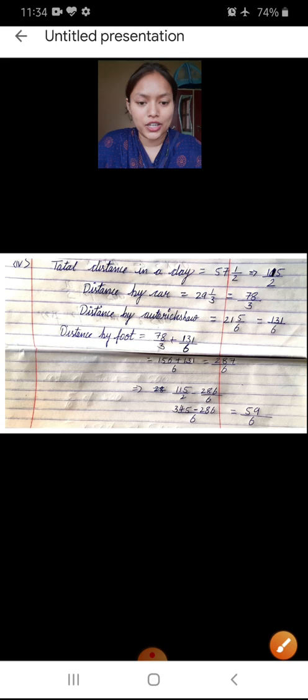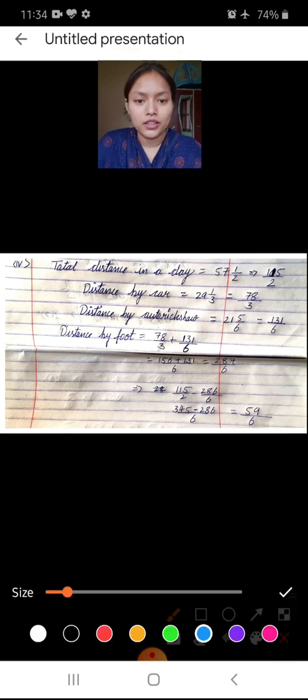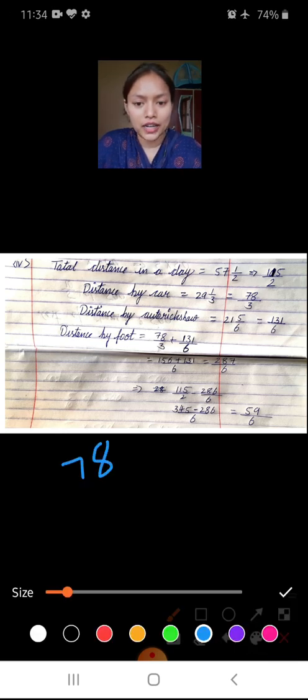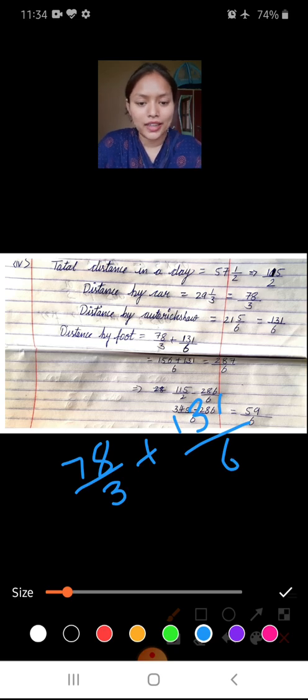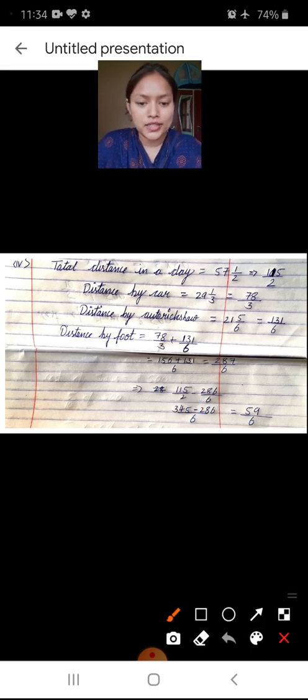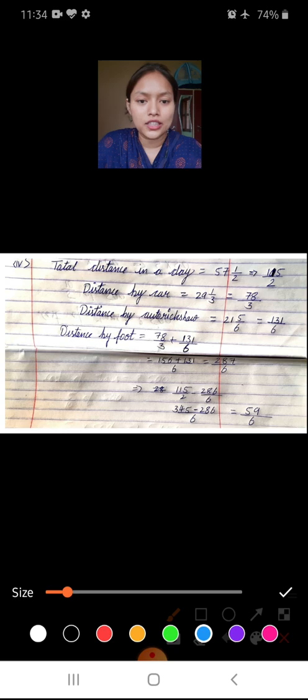Now as I said, you have to add 78 by 3, the distance covered by car, and 131 by 6, the distance covered by auto rickshaw. Here you can see the denominators are not the same. One is 3 and one is 6. So we will take the LCM of 3 and 6, and we will get 6.